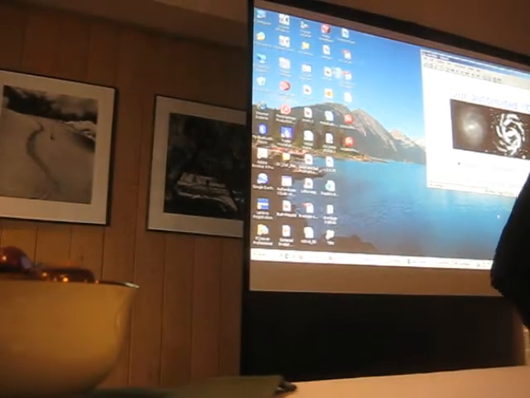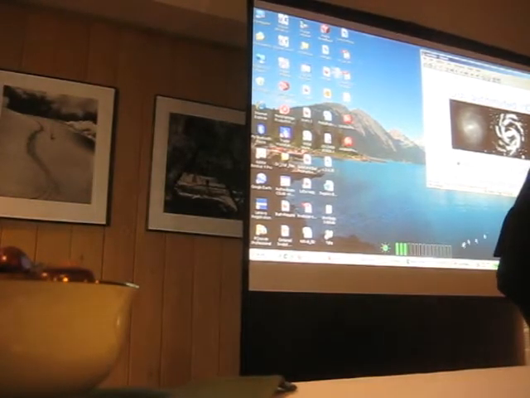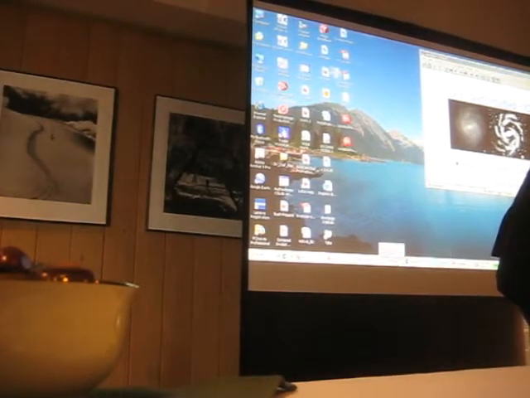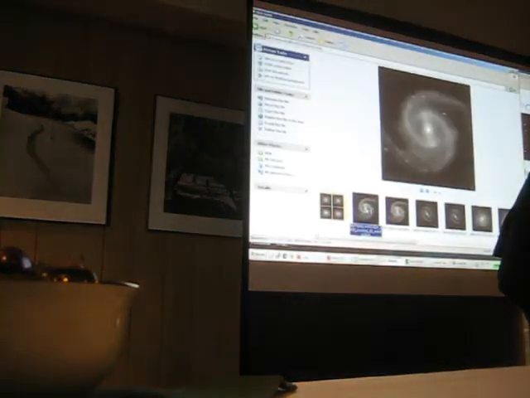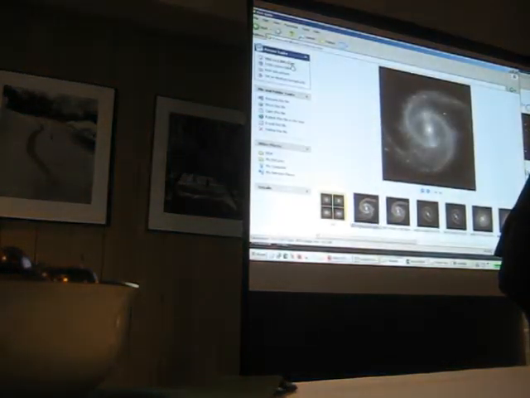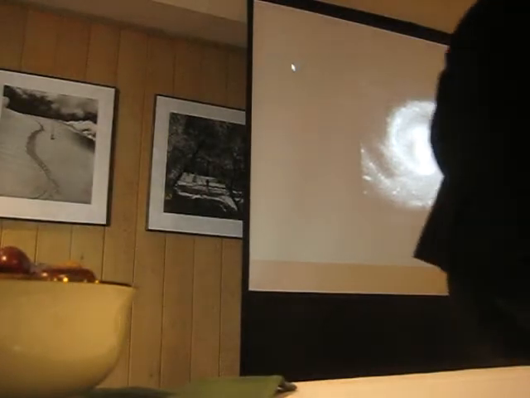I want to show you some. So we've run this on 30,000 galaxies. I want to show you what some of the nicest ones look like. So here's a barred spiral.